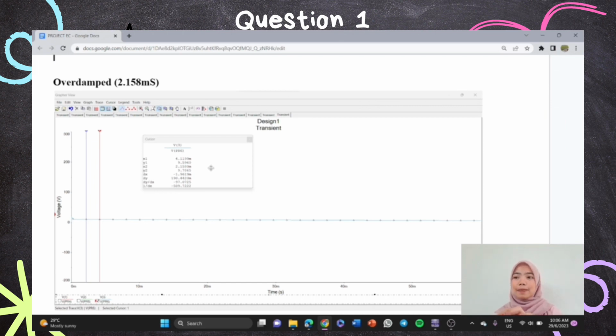So we can see here that for all the cases, underdamped, critically damped, and overdamped, for 18% of the peak values, the time to reach it is 2.16 milliseconds, but the percentage of improvement for these three cases is different due to the different damping ratios. Okay, that's all from me.